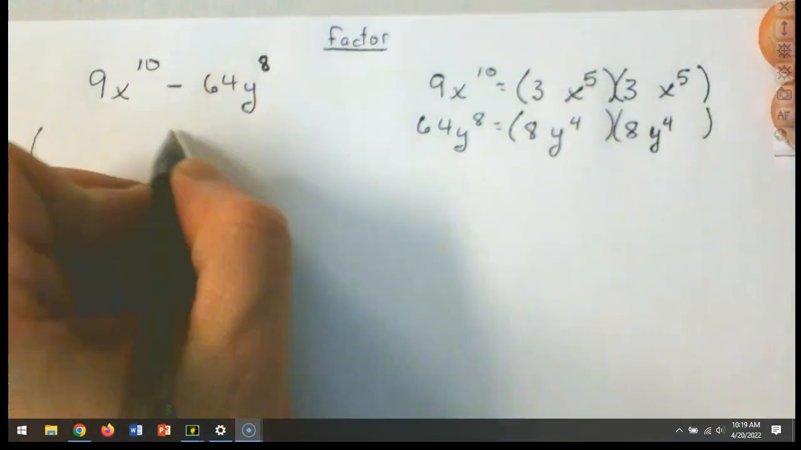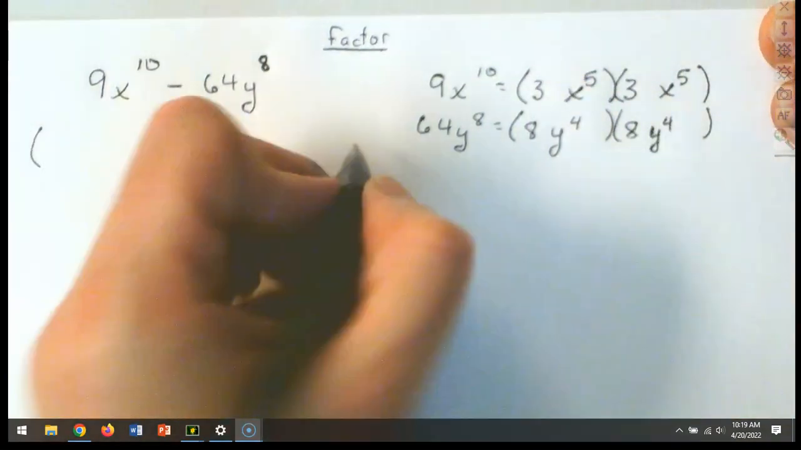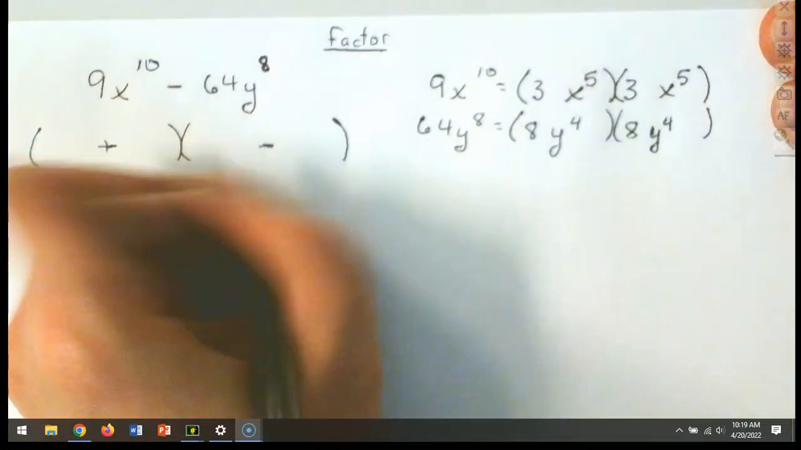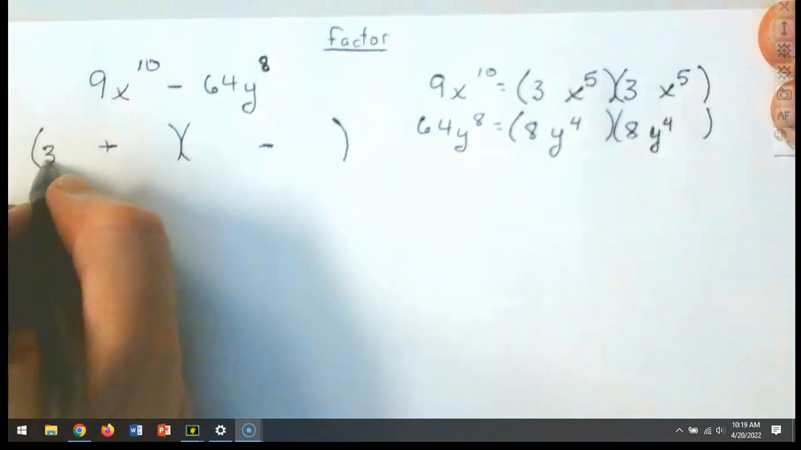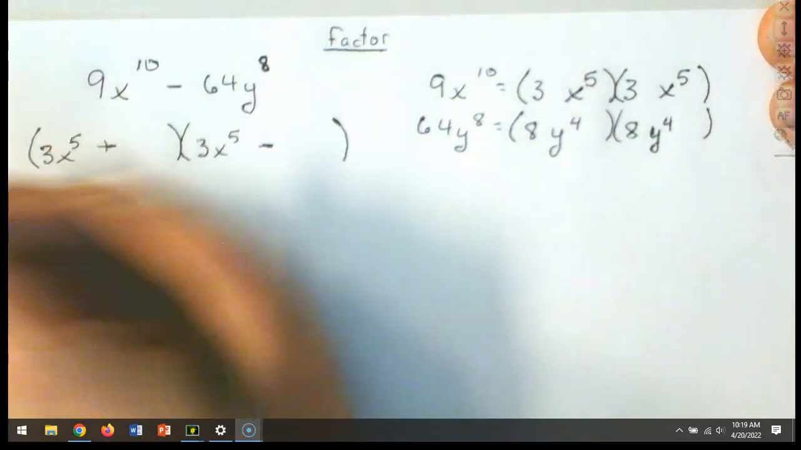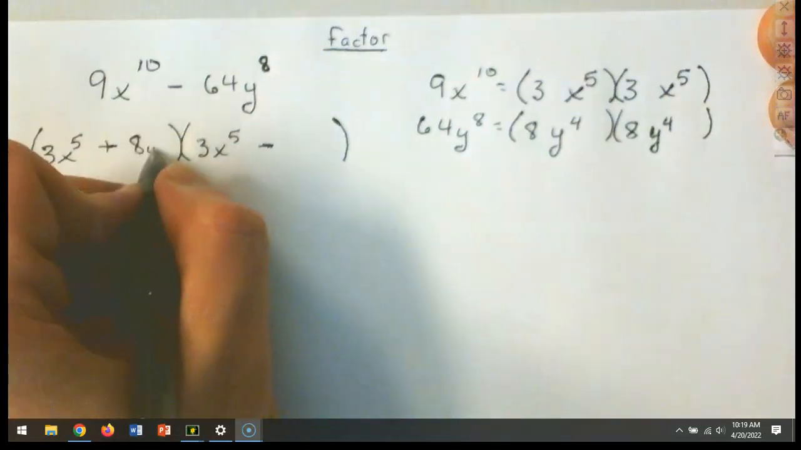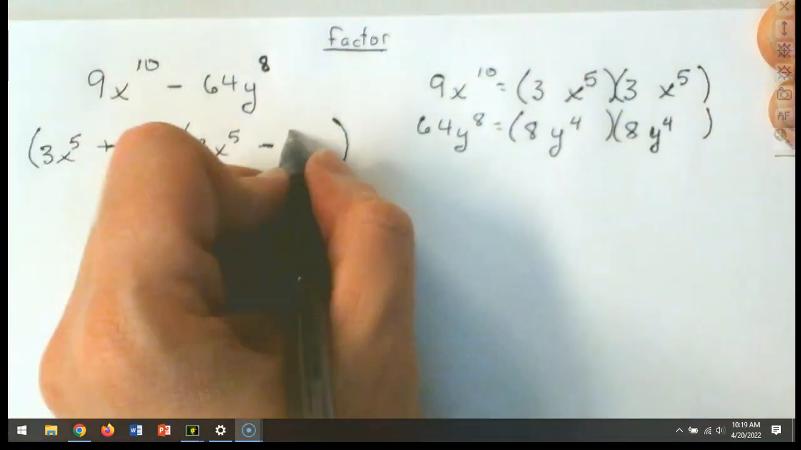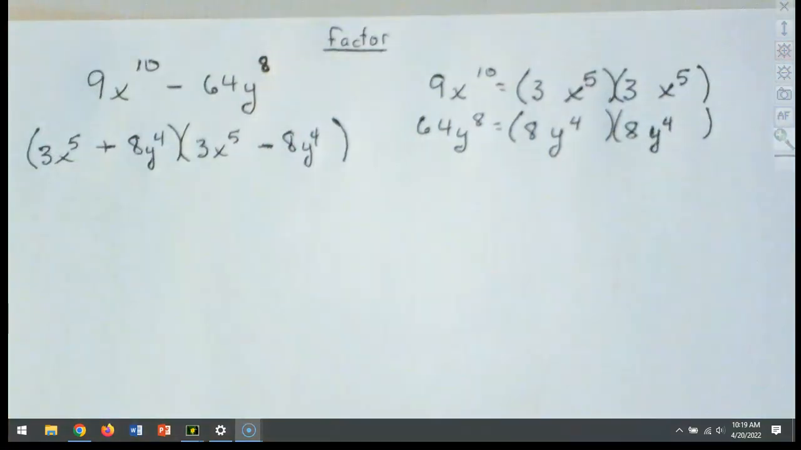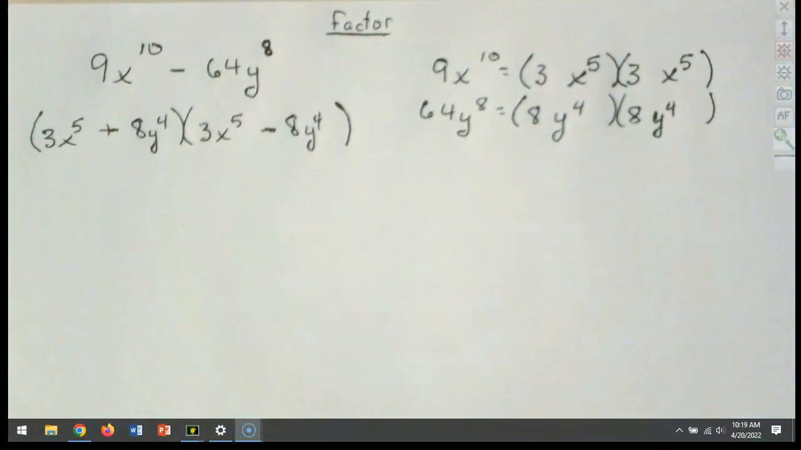How do the signs go? One is positive, one is negative. And so we need a 3x to the 5th and a 3x to the 5th, 8y to the 4th, and an 8y to the 4th. And that's it. So very simple on that one.